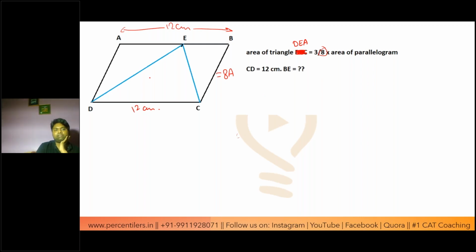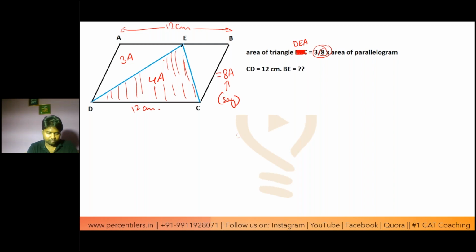So I know that this triangle will be 4a, half of it. And this triangle is given to be 3 by 8. So now the area is 8a, this will be 3a. This part is okay till now. This is something that I assumed. Say the area is 8a. The entire parallelogram, the area is 8a. So this triangle anyway is going to be half the parallelogram. So it is 4a.